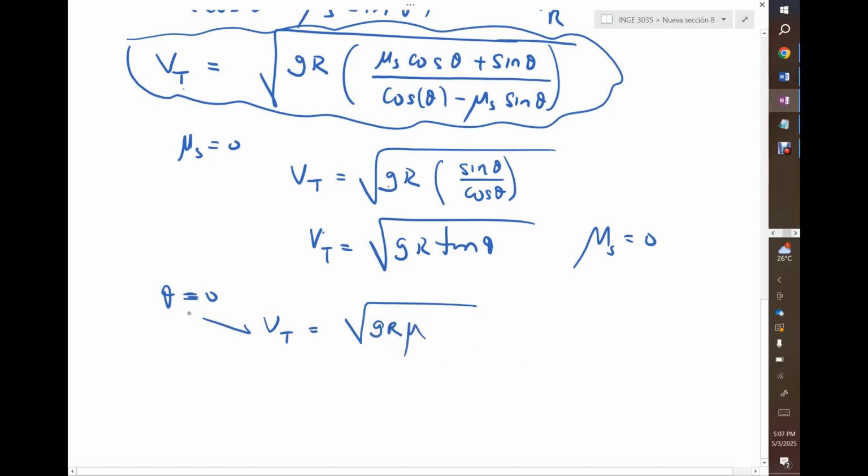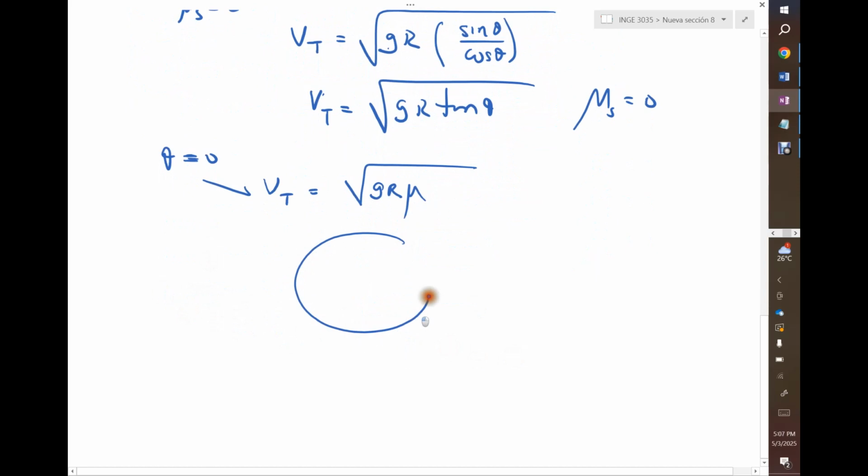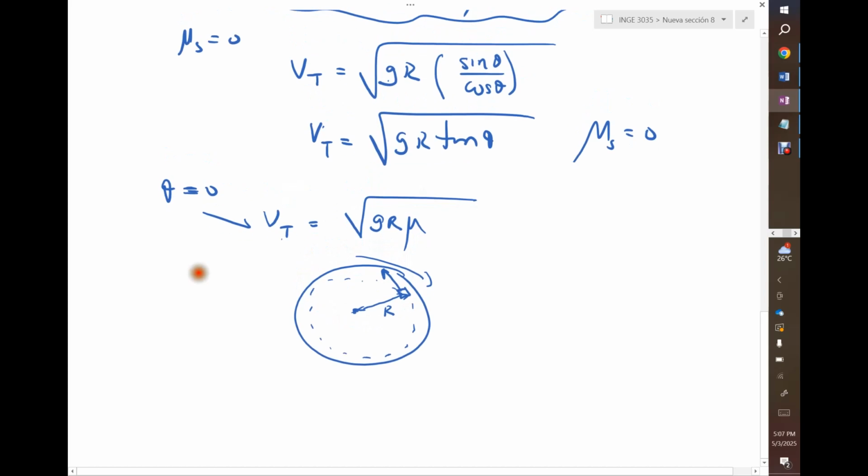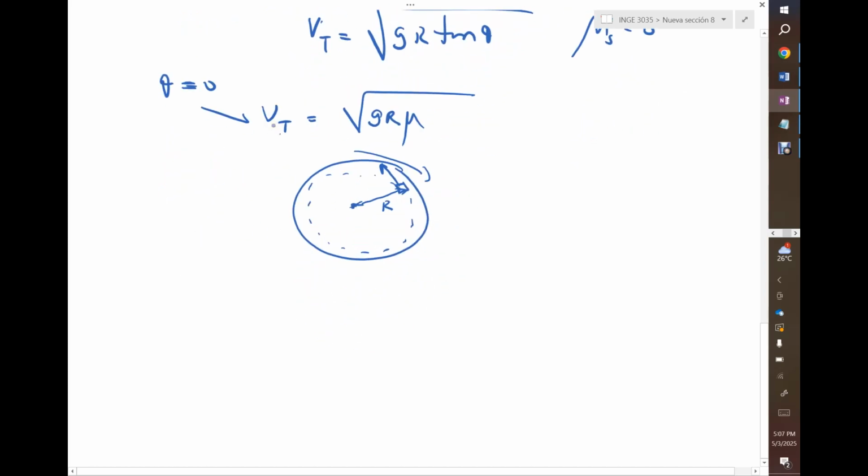Interesting. This result is basically like you have a disk and an object here, and that object is at a certain distance r from the center. As this disk is spinning, it will create a tangential velocity. So in order to maintain that object moving along a path here, you have to have certain friction between the object and the disk, otherwise it will be removed from the spinning disk.